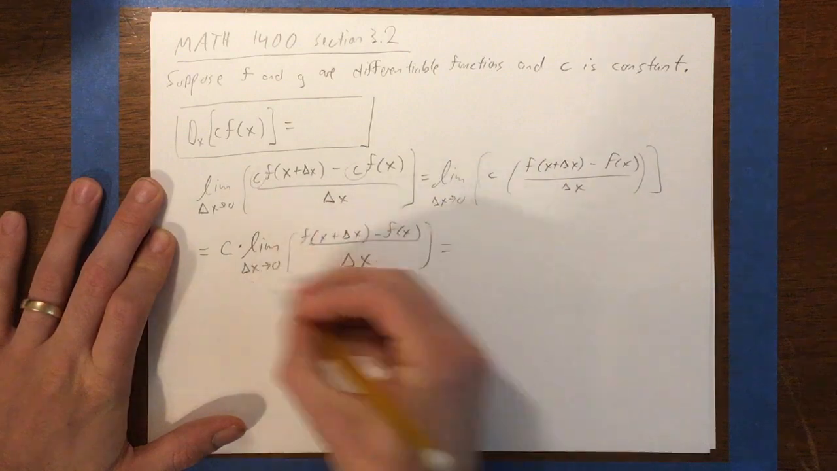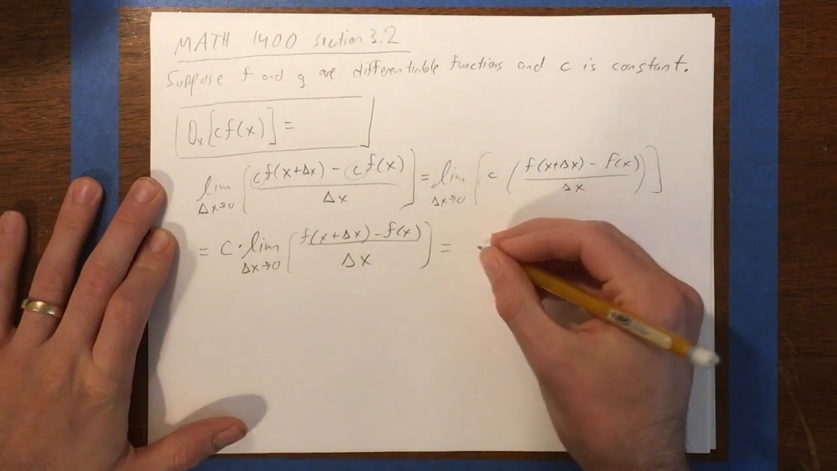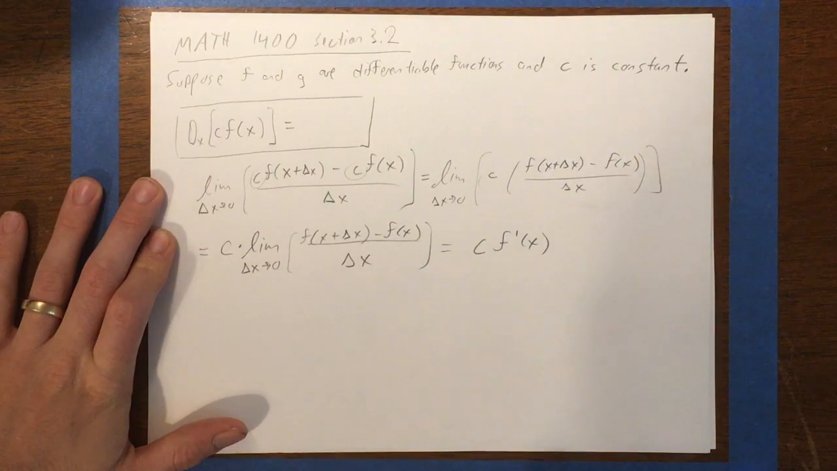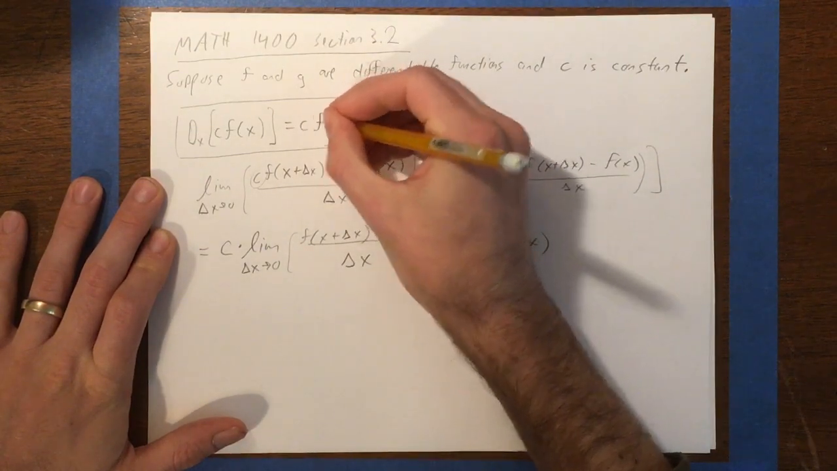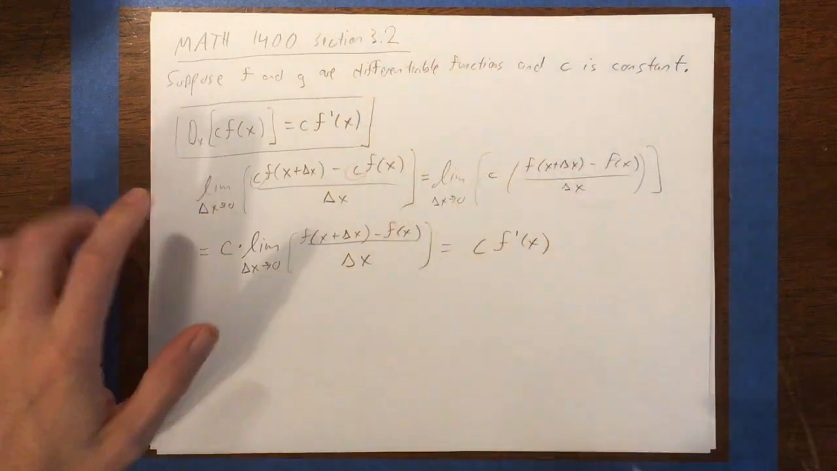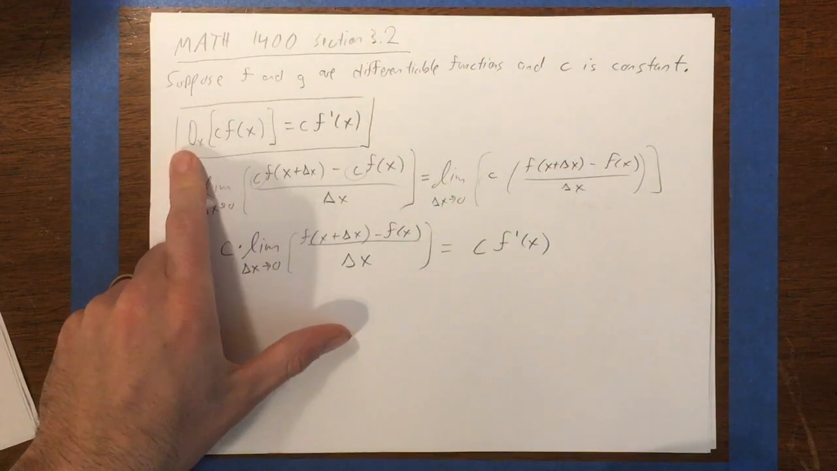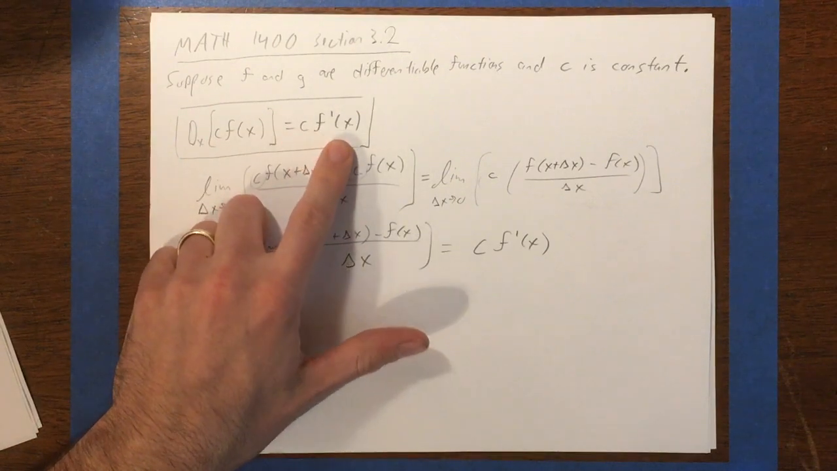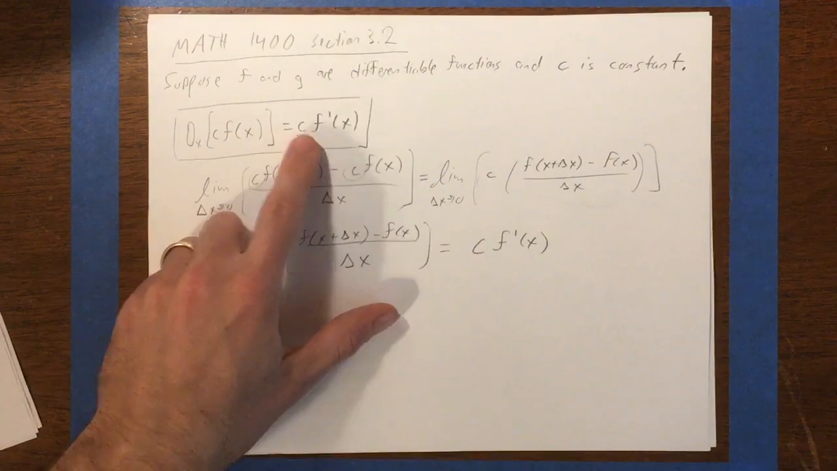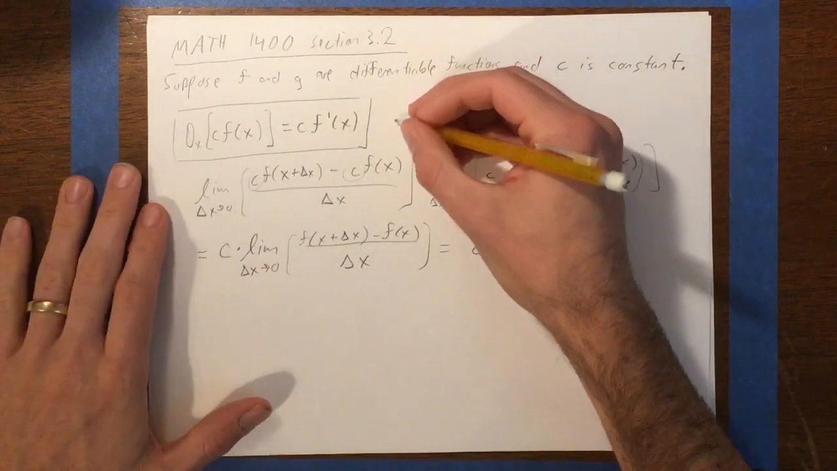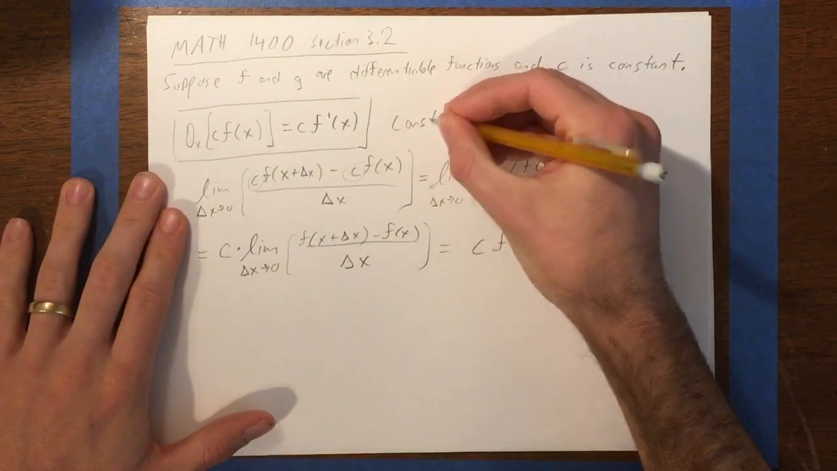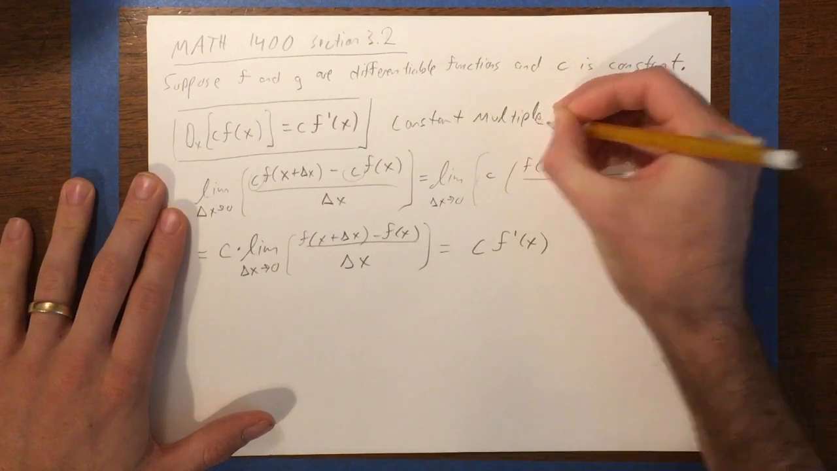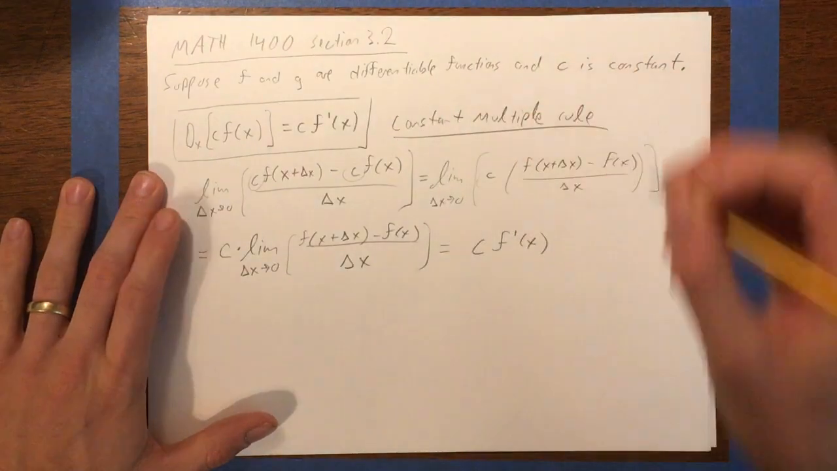And that would mean, since this limit is by definition the derivative of f, that we have the constant multiple of the derivative of f, right? So this would be c times f prime of x. So essentially what we're saying here is that if you take the derivative of a constant multiple of something, it's that constant multiple times the derivative of the something, right? Essentially the constant multiple just stays around. Nothing happens to it, it just sticks around. So this is called the constant multiple rule, for obvious reasons.